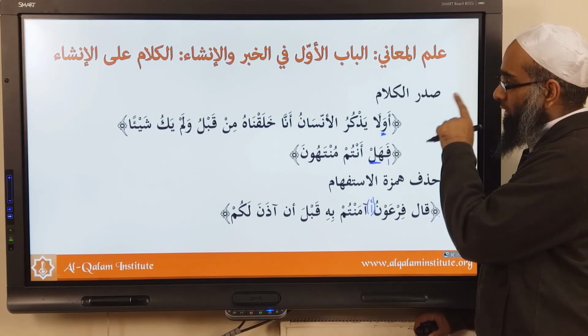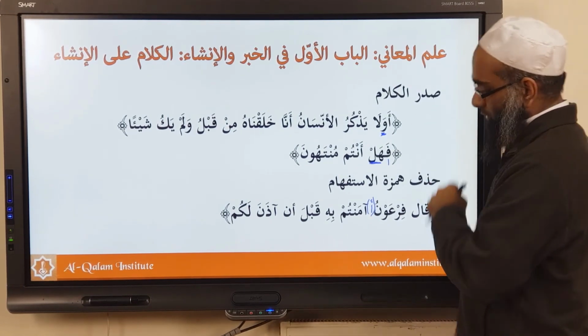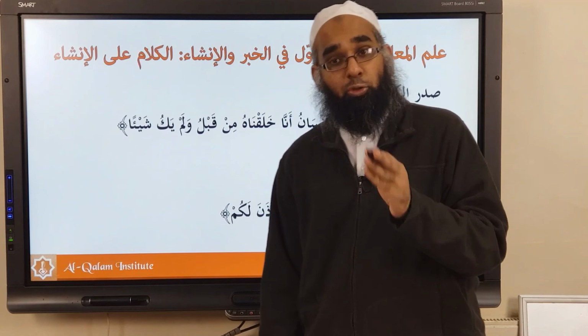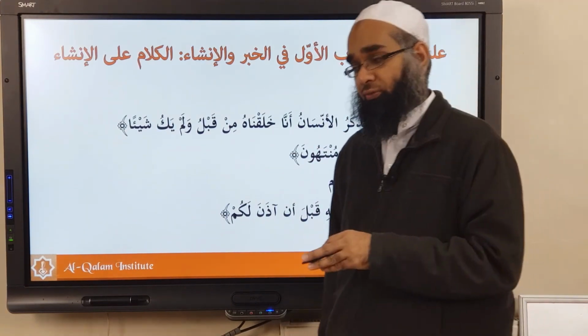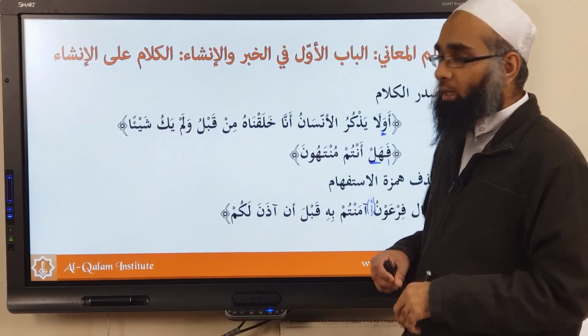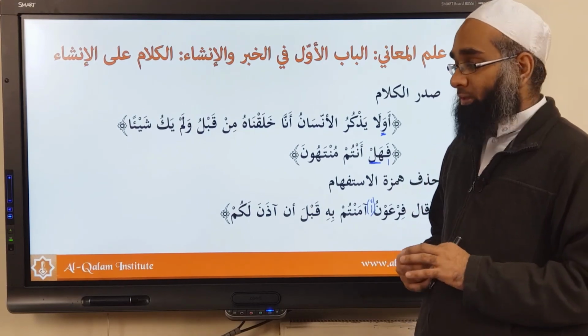So the 2 specialties about Hamza that are not mentioned in the book, which are worth mentioning: that it must have Sadrul Kalam to the extent that it comes even before the Harful Atf, and it can be removed if the context allows it.